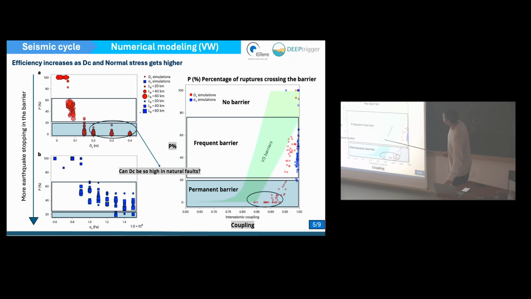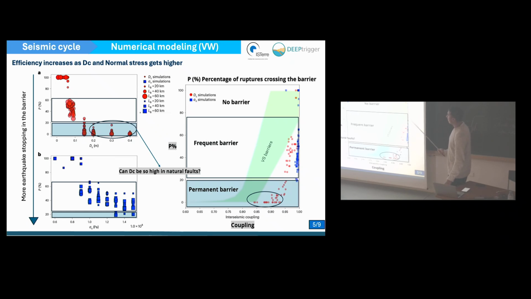But when you really increase the efficiency of the barrier and decrease the coupling, you need really high values of DC, okay? And this might not be plausible in nature. So in this case, potentially velocity strengthening barriers, as Kaneko was showing in his paper, are the case. But in nature, how can we distinguish between these strengthening or weakening barriers?